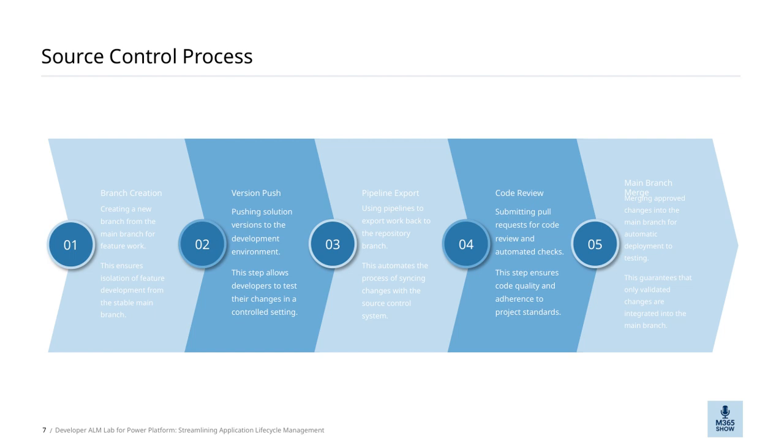This is a key step because it guarantees that only validated, stable updates are integrated into the main branch, preparing our application for automatic deployment to testing environments. Throughout this process, the goal is to streamline application lifecycle management, making our development more efficient, reliable, and aligned with best practices.